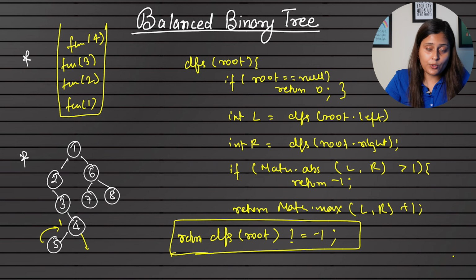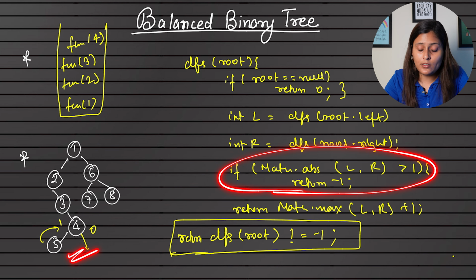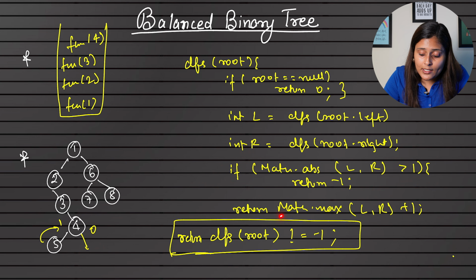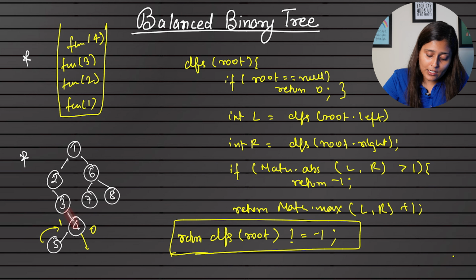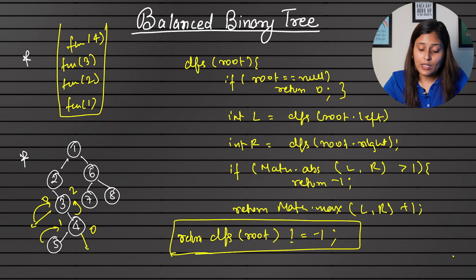4's left will return 0. The absolute difference is 1. It is a balanced binary tree, so it will not return minus 1. Now what will it return? Maximum of 1 and 0. What is the maximum? 1 plus 1. So 3's right will return 2. 3's left has returned 0. What is the difference between these? 2. Is it greater than 1?